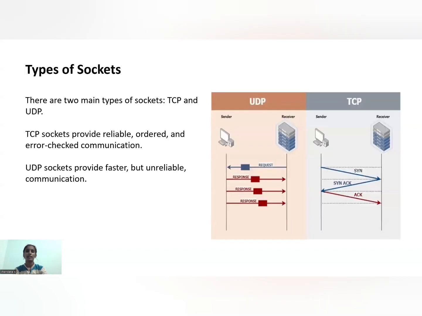Types of sockets. There are two main types of sockets: TCP and UDP. TCP sockets provide reliable, ordered, and error-checked communication. UDP sockets provide faster but unreliable communication.